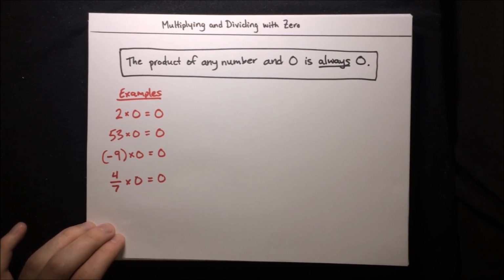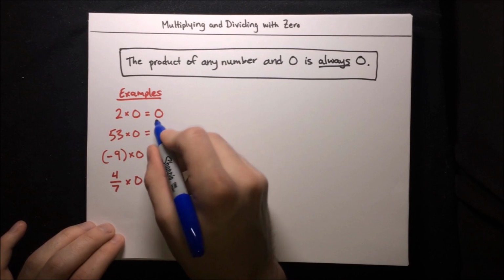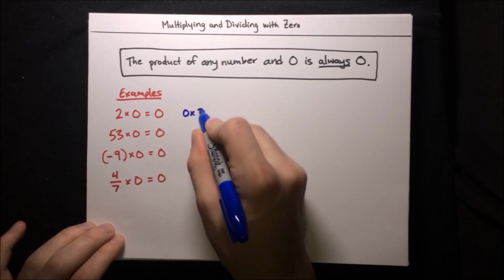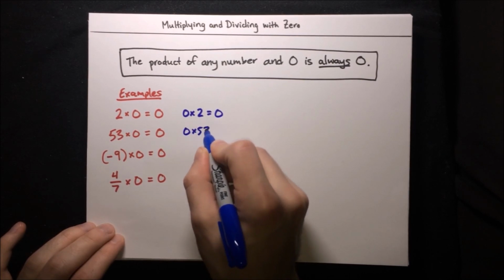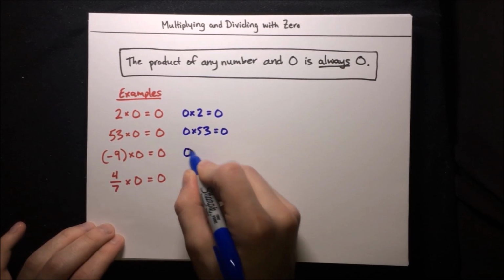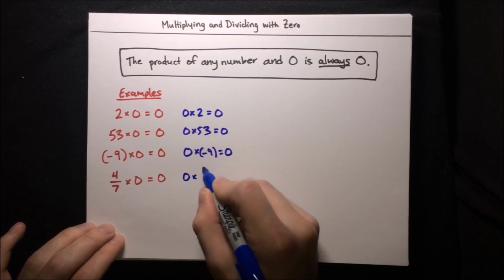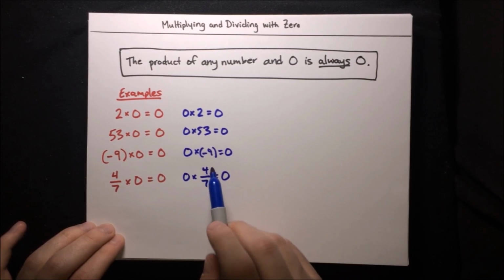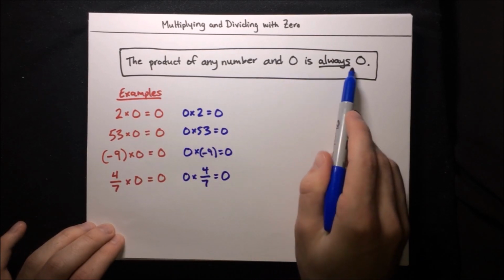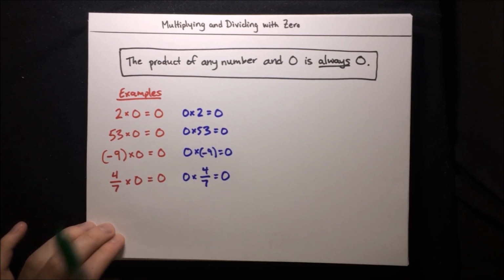Also, remember that multiplication is commutative, so we can flip these around and still get 0. So 0 times 2, for example, is also just 0. 0 times 53 is also just 0. 0 times -9 is also 0. 0 times 4/7 is also 0. So in general, the product of any number and 0 is always 0, and the product of 0 and any number is always 0.